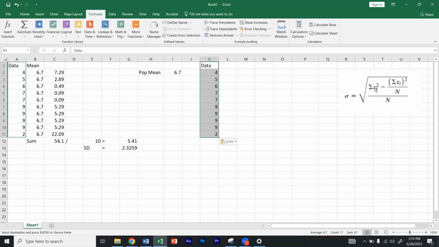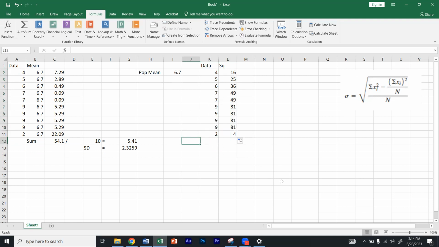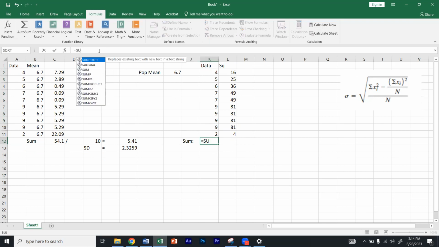Now, to find this xi squared, I have to square everything. I'm going to write square. I'm squaring everything, okay? How do you do that? Equal sign, 4 squared. You can use your calculator if you have the time, okay? No problem. All right, I did that. Then I am going to find the sum here. How do we find the sum? Okay, let's write the sum here, okay? So the sum of the squares, okay? And this is the sum of the original numbers. How do we do that? Now you can go and grab sum. I know it's going to say sum.